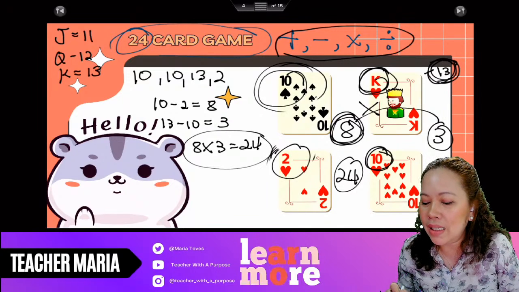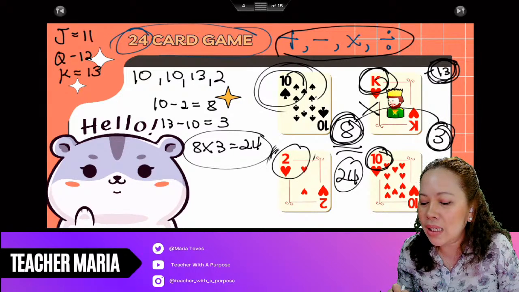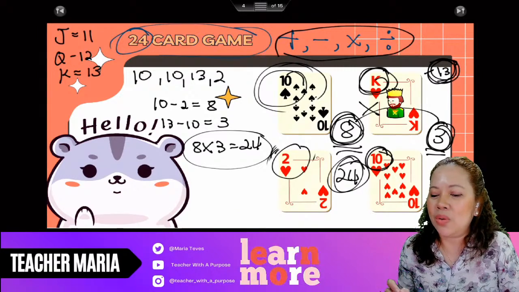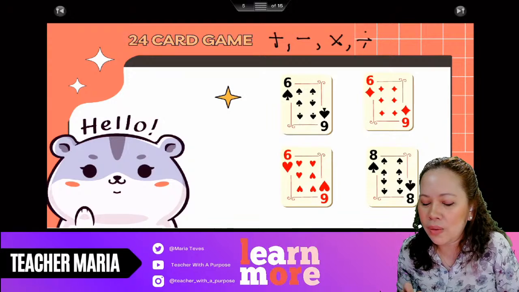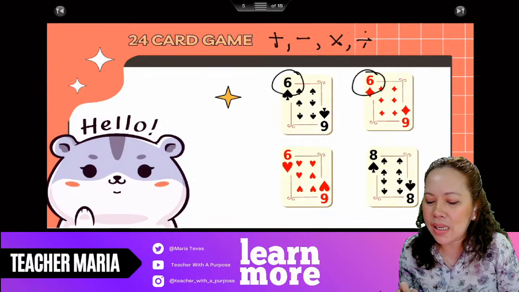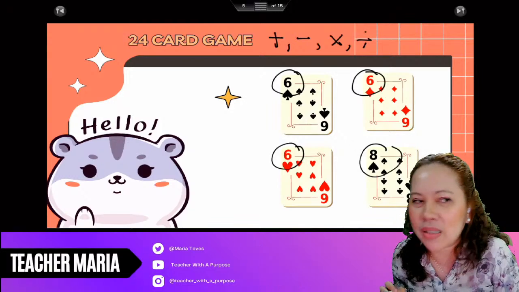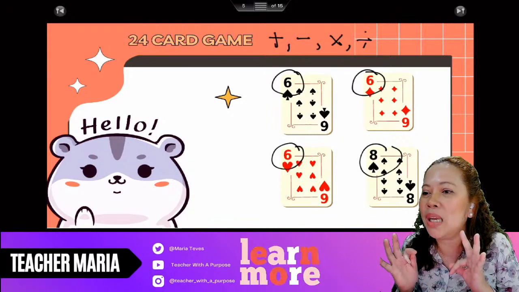13 minus 10 is 3. Yung answer ng dalawang cards, minultiply ko so that I'll get 24. Your aim is to get 24. So, dito, you have 6, 6, 6, 8.